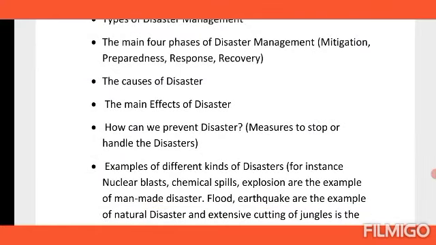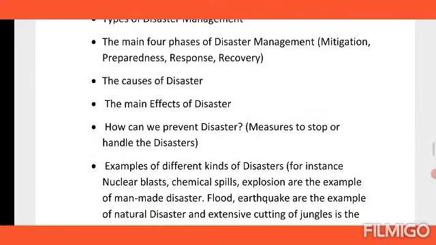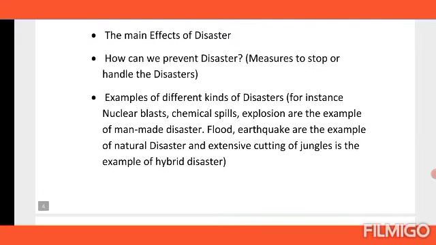Then you have to write what the causes of disaster are, then the main effects of disaster, and how we can prevent disaster. Page by page I am telling you what topics you have to write. Then you will research how we can prevent disaster. In this you will cover measures to stop or handle the disaster.